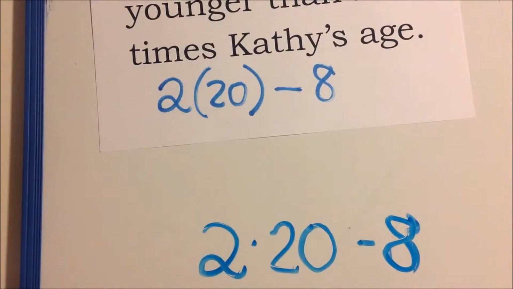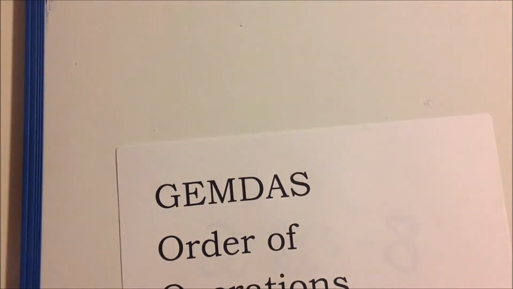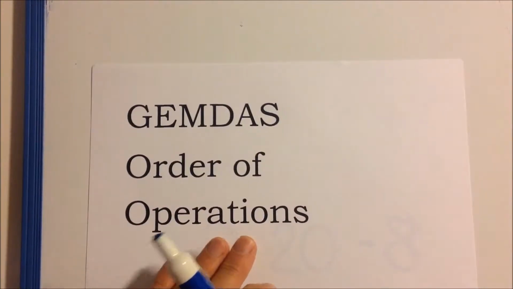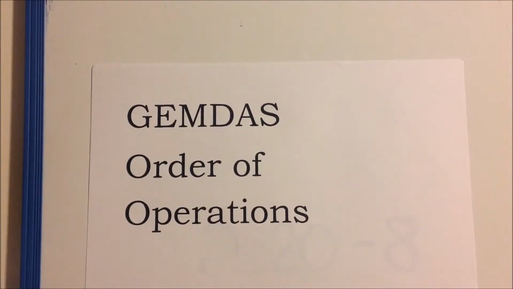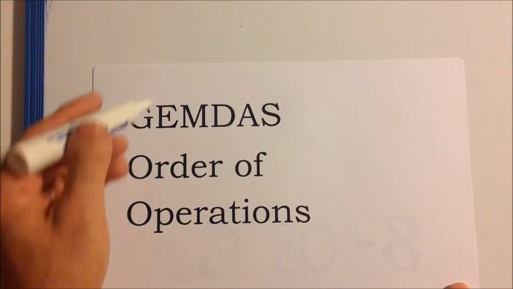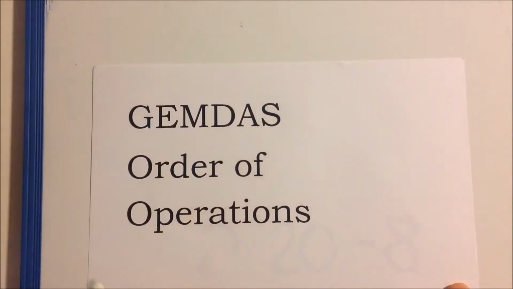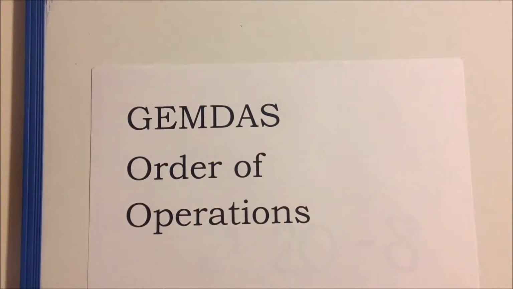Now, when we do order of operations, we're going to use GEMDIS. GEMDIS means grouping symbols. That's what the G stands for, and I'll go over the grouping symbols in a minute. Exponents, multiplication, division, addition, and subtraction. Those are the order of operations.